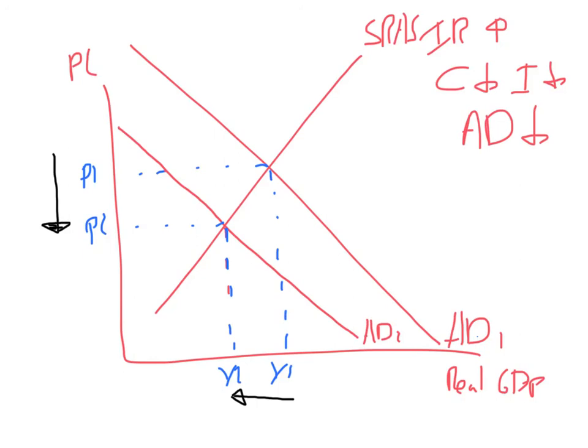Okay, so that's AD. All that means is whenever you want to try and shift that AD line right or left, it's always going to be some factor of C plus I plus G plus X minus M. Whenever any of those change, the AD line will shift.